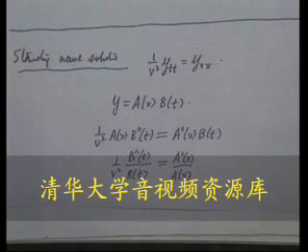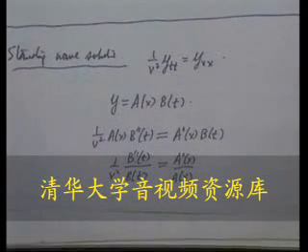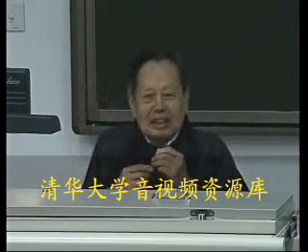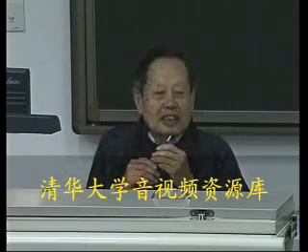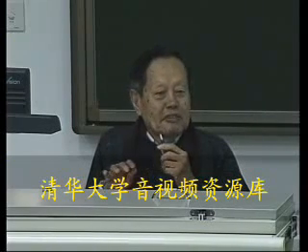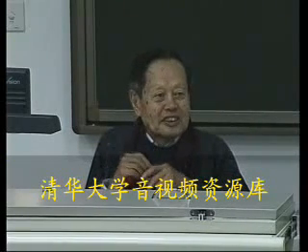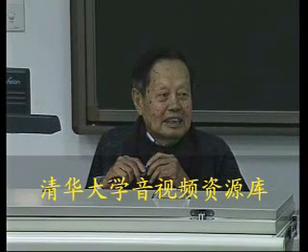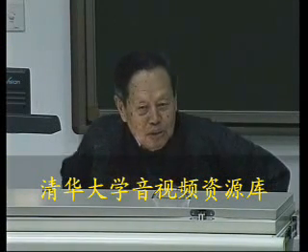Now, this is a very peculiar equation. On the left side, you have a function of t. On the right side, you have a function of x. And it's supposed to be valid for all values of x and all values of t. So what's the conclusion?